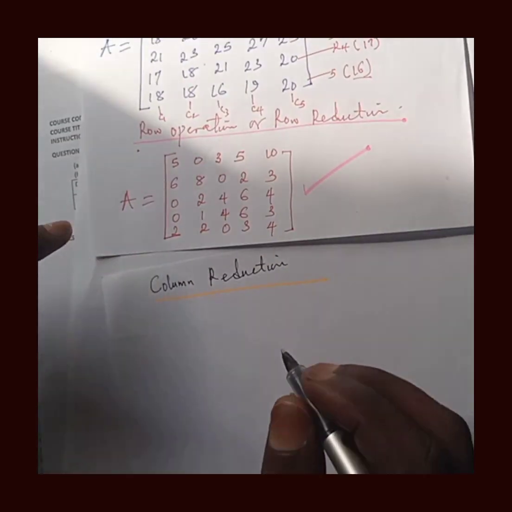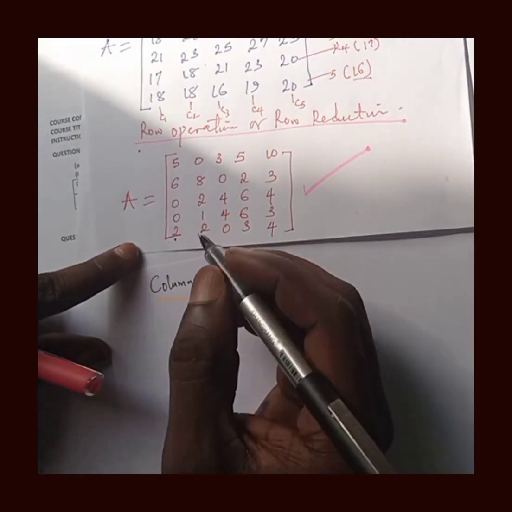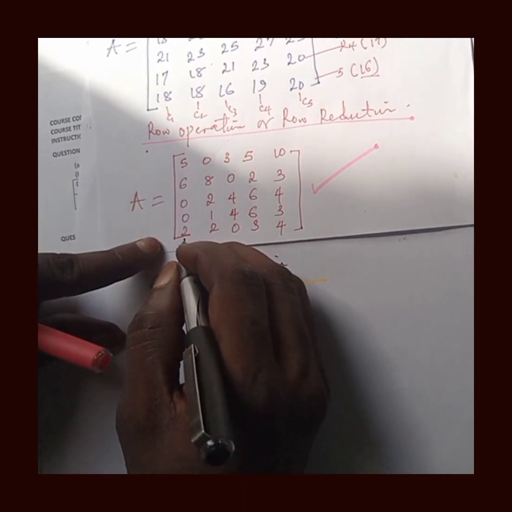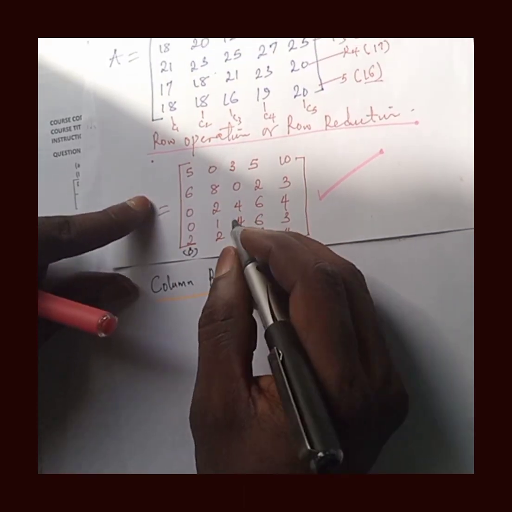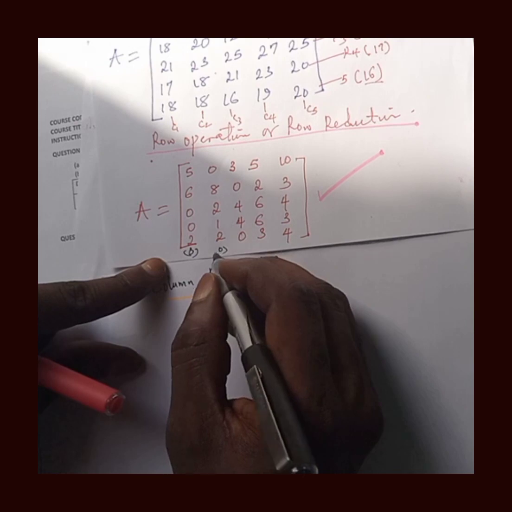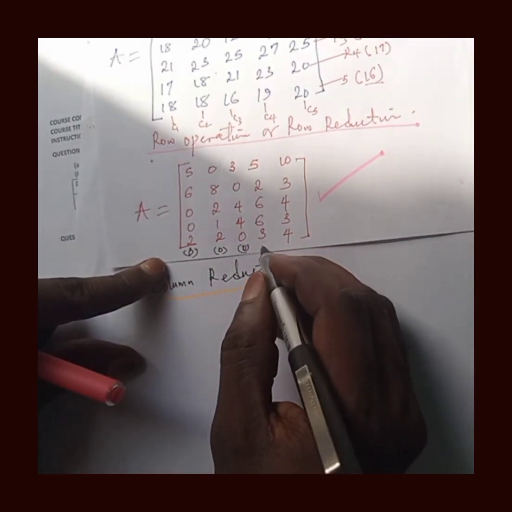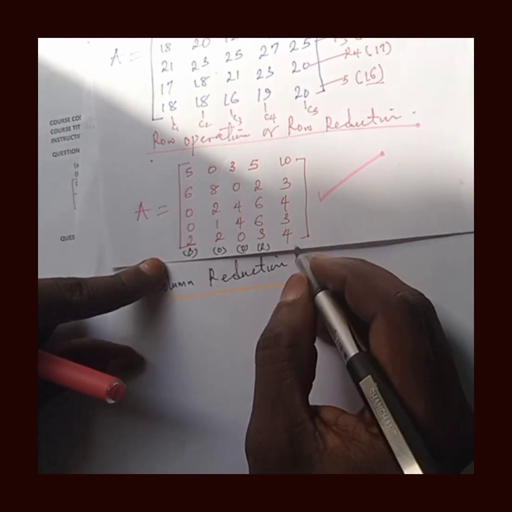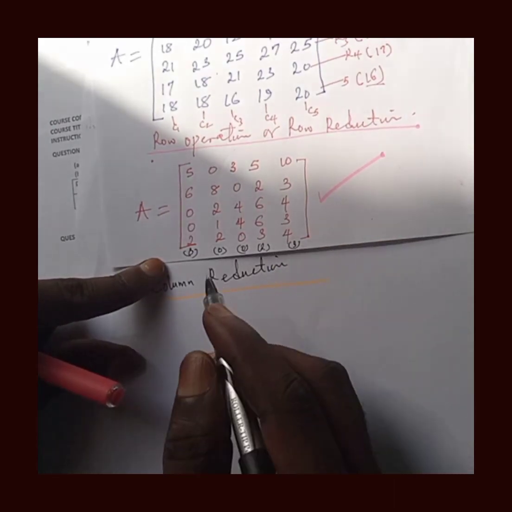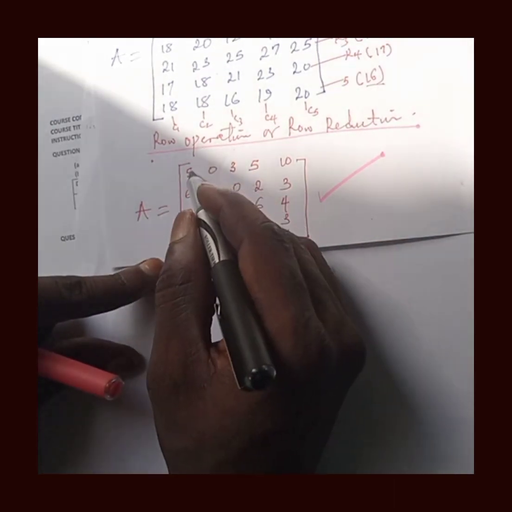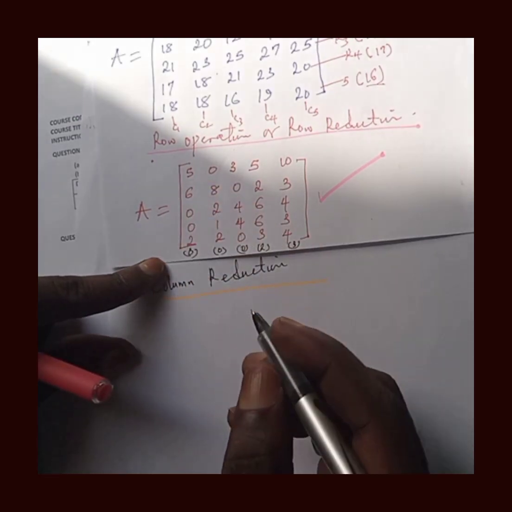So here we have our column. The smallest element here is 0. From this, the smallest one is also 0. The smallest one is 0 here as well. The smallest element here is 2. So the smallest element here is 3. So we are going to subtract every 0 from all the elements in this column.